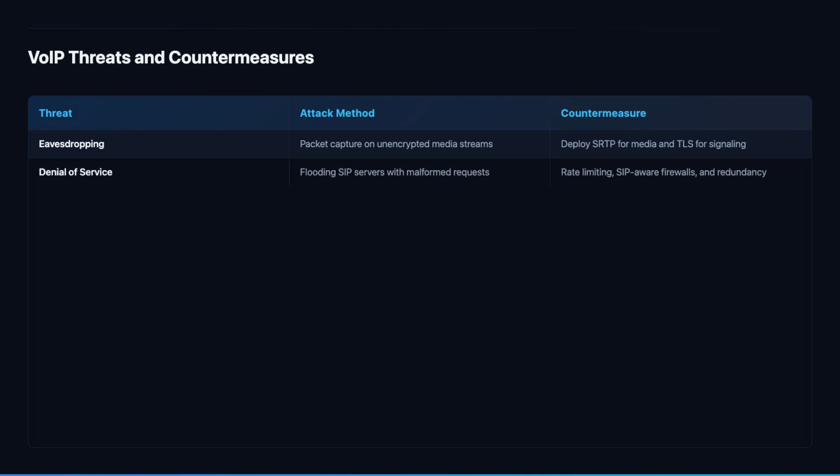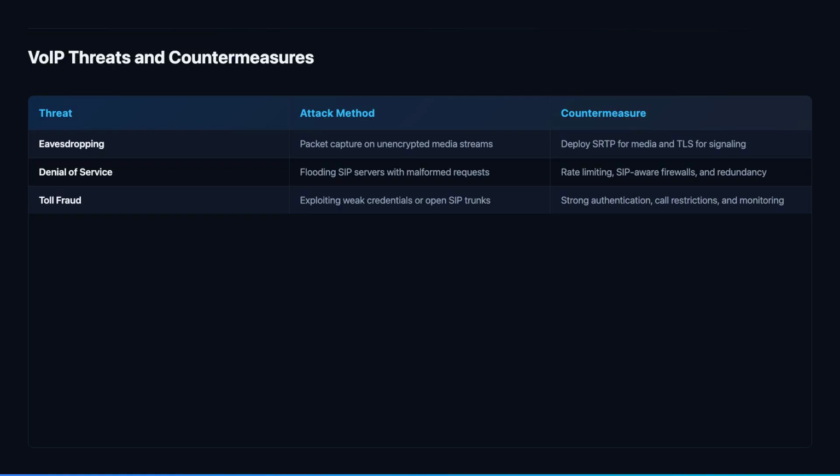SIP-aware firewalls can distinguish legitimate call traffic from flood attacks and drop malicious packets before they overwhelm the system. Combining strong passwords with geographic call restrictions and real-time monitoring stops toll fraud before bills escalate. The STIR/SHAKEN framework cryptographically verifies caller identity, making it far harder for attackers to impersonate trusted numbers.